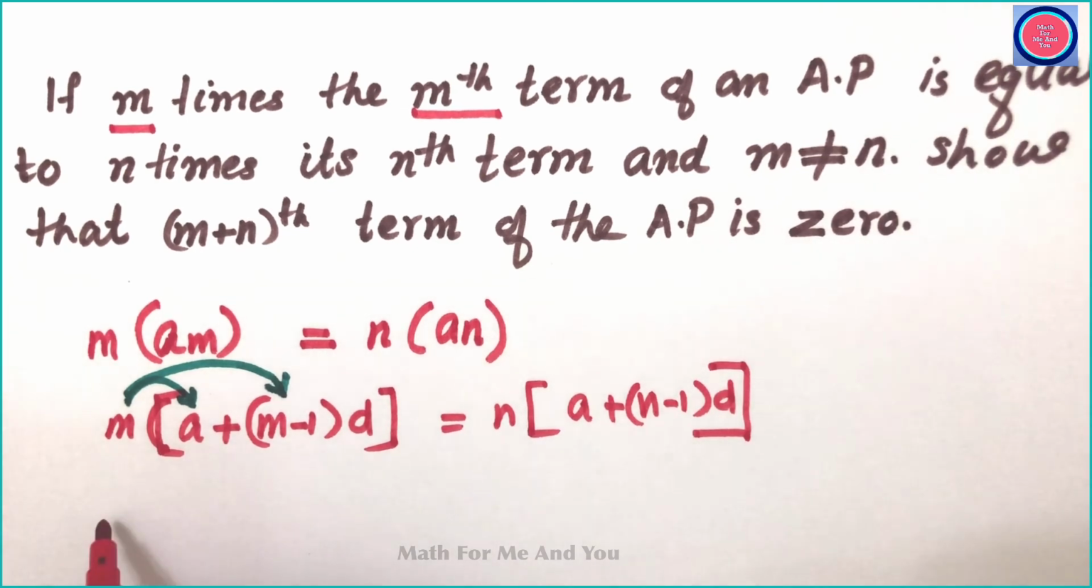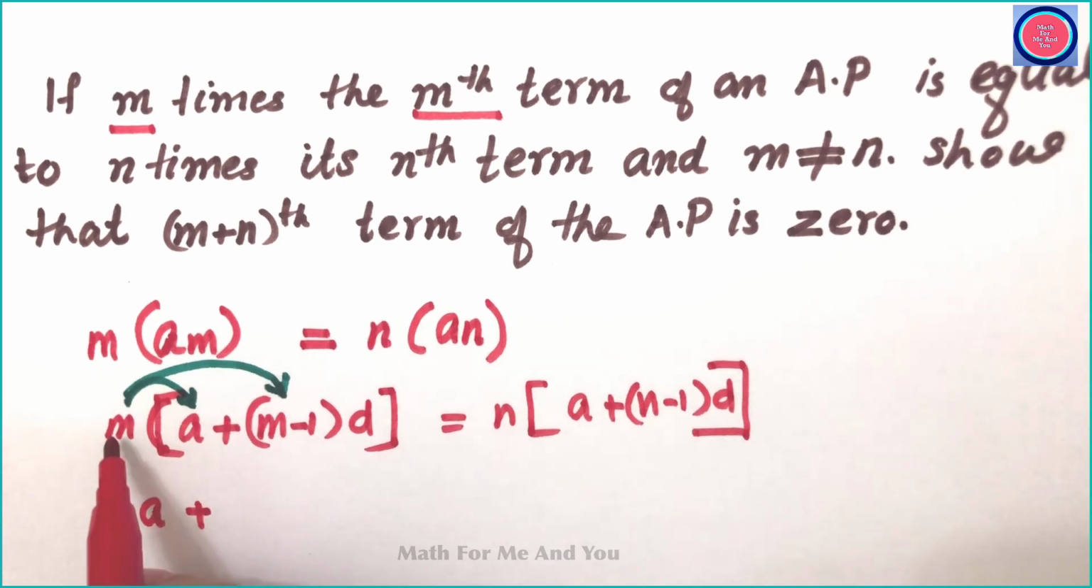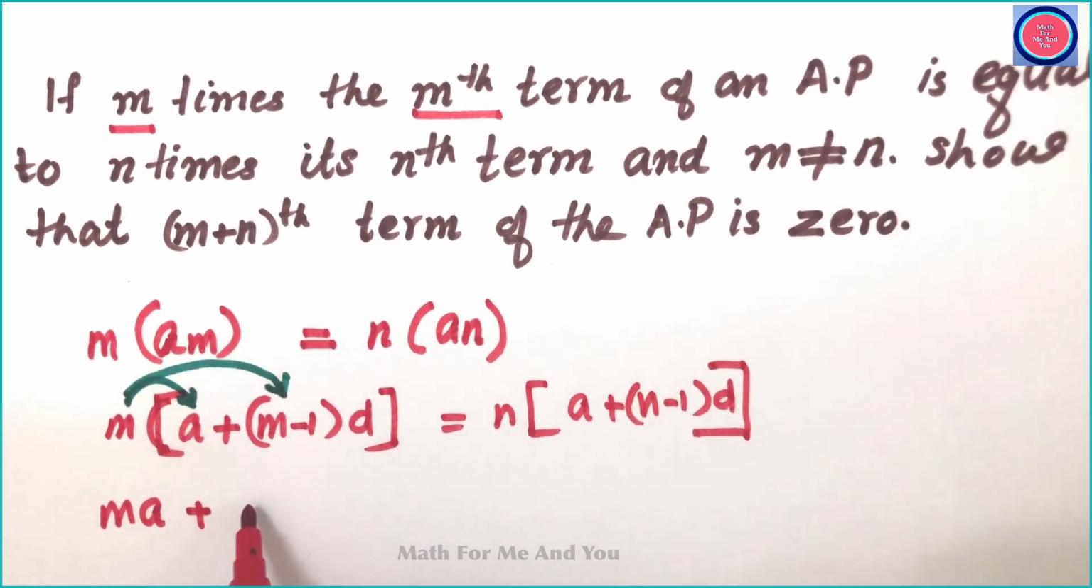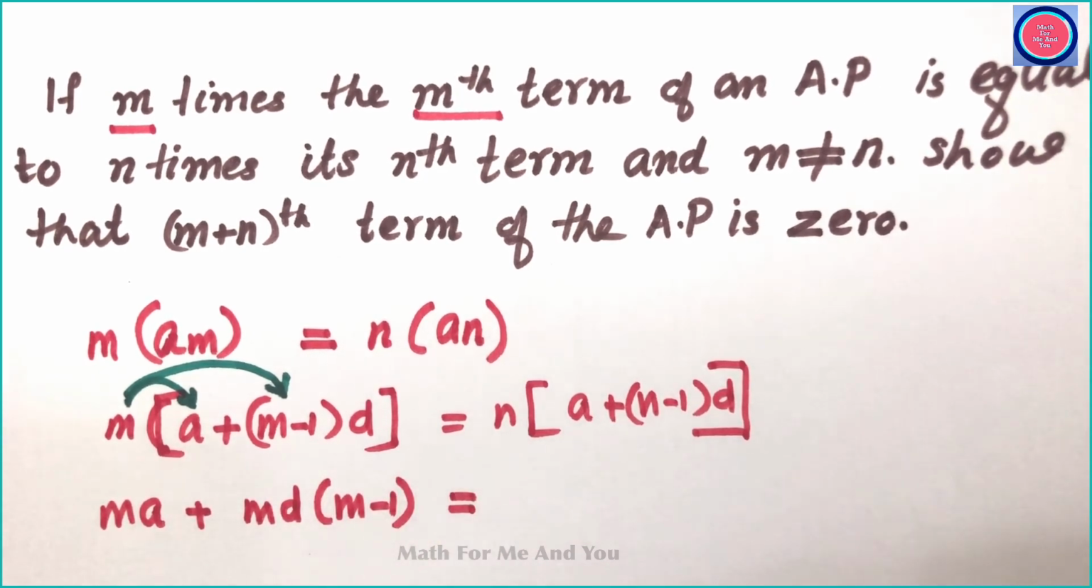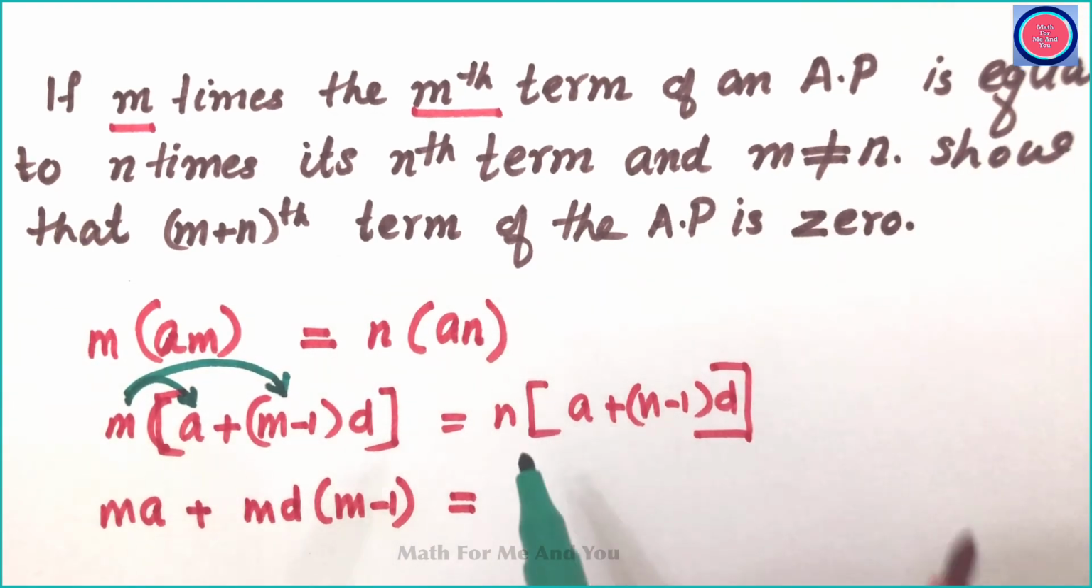This is the first term, m multiplied with a, ma, plus the second term. First we can write m and d together and then remove the inside bracket: md times (m minus 1) equals the right side.